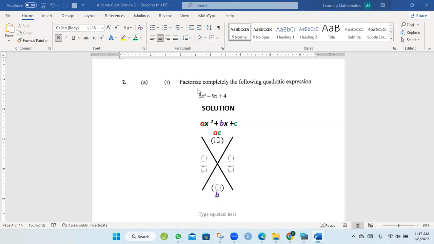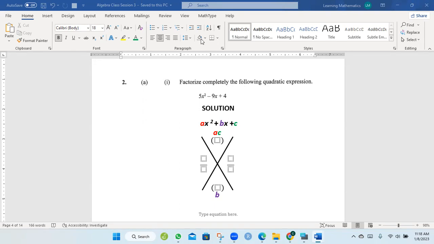This question says factorize completely the following quadratic expression. The expression is 5x squared minus 9x plus 4. So 5 is the coefficient of x squared; 5 would be a. Negative 9, sorry, there's a negative in front of the 9, so negative 9 is the value of b, and 4 is the value of c.